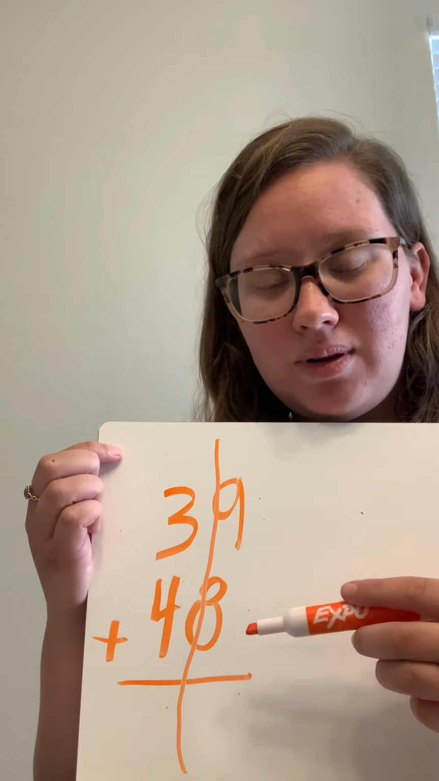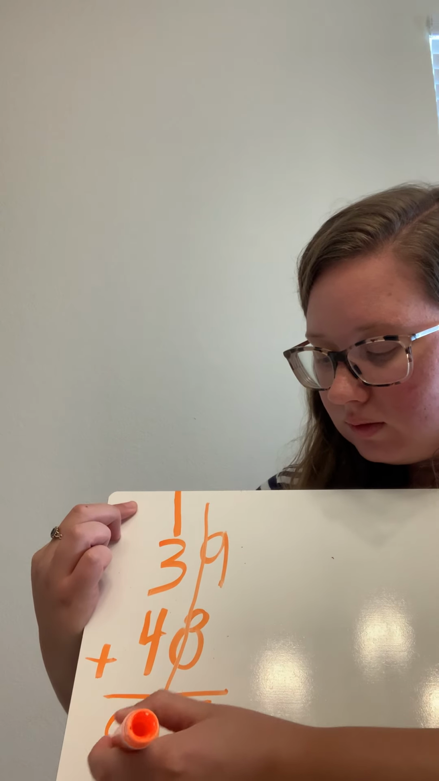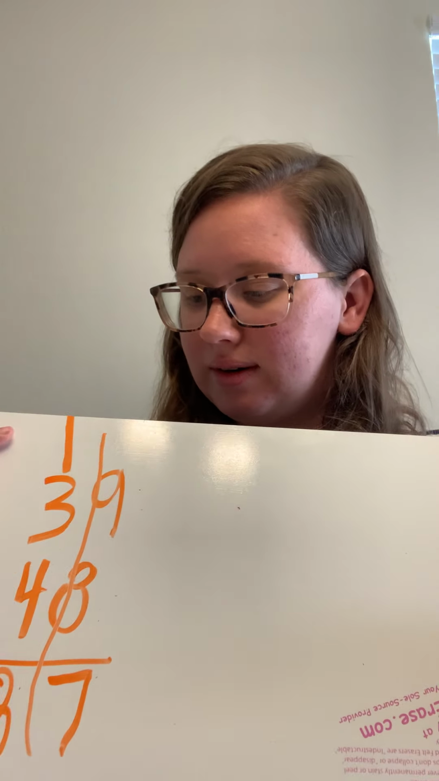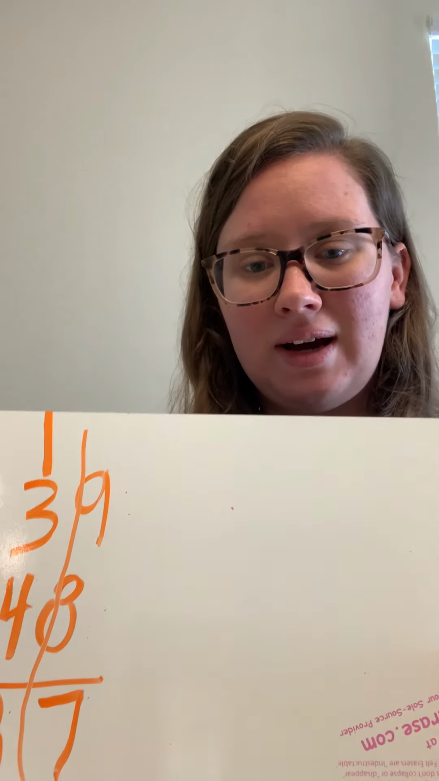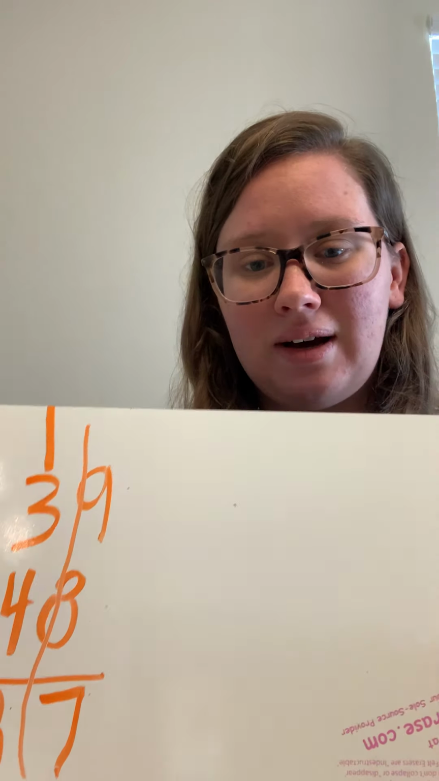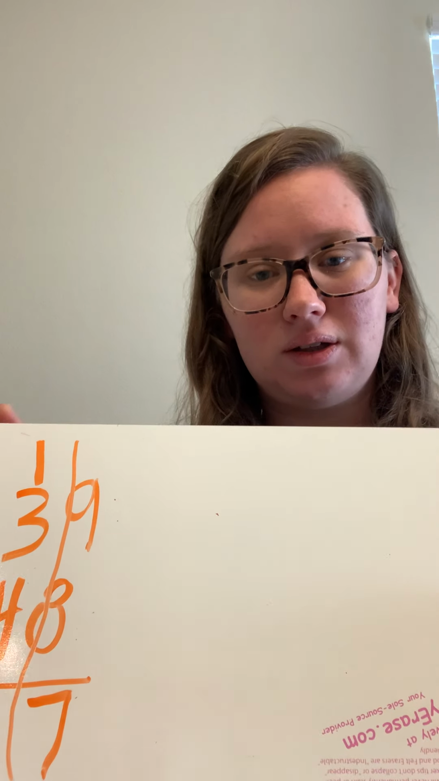But the 1 is going to go in the tens place. So that's my regrouping. 3 plus 1 is 4. And I know 4 plus 4 is 8. So how many books are on the top shelf now? 87. And I'd like to show you using base 10 blocks also.